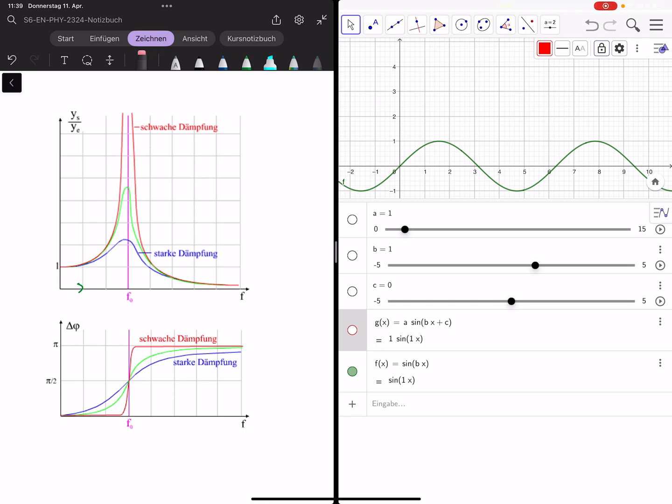So in this video I would like to demonstrate the phenomenon of resonance on another example, which hopefully helps you to imagine this situation and transfer these two graphs on the left side onto an oscillation situation that we've discussed before, and also have in mind the graph or the mathematical model that's behind it.